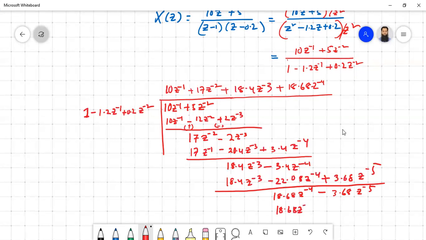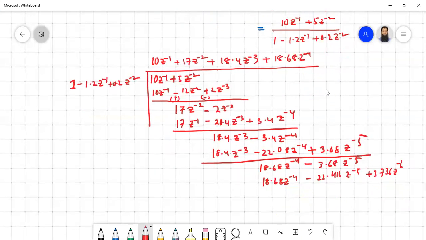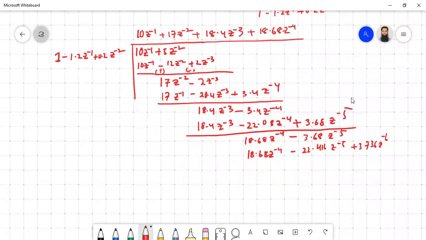18.68 z to the power minus 4 minus 22.46 z to the power minus 5 plus 3.736 z to the power minus 6. So since we have to find out up to z to the power minus 4, we can stop our calculation here. We can say that X(z) is expressed in this way.